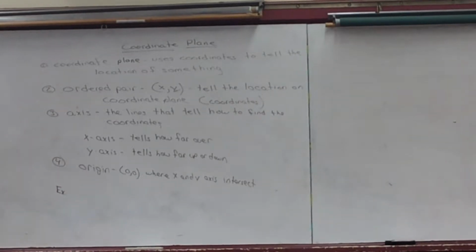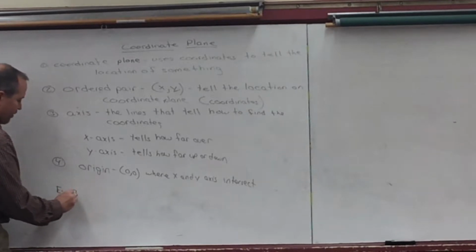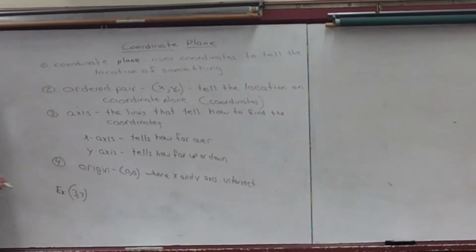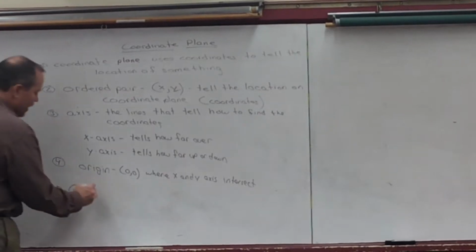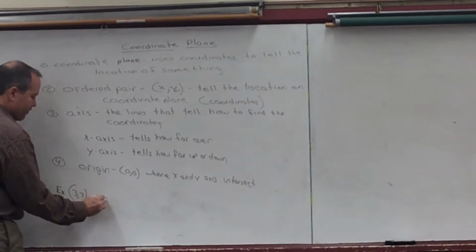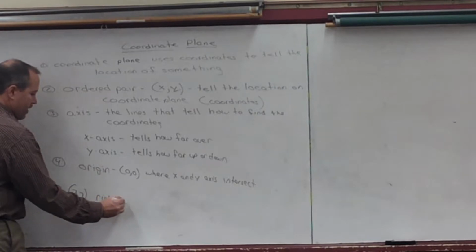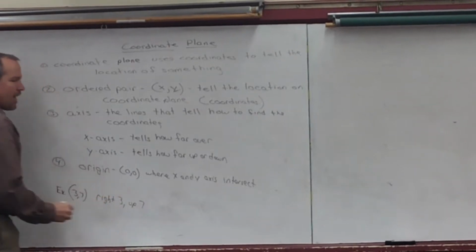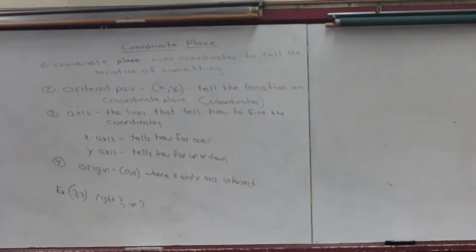Okay? So now, when we plot points, they're going to give us a set of ordered pairs. Say, for example, 3, 7. What that means is that we're going to go to the right 3, then up 7. So you start at the origin. The first number tells you how far over you're going to go, and the second number tells you how far up you're going to go.